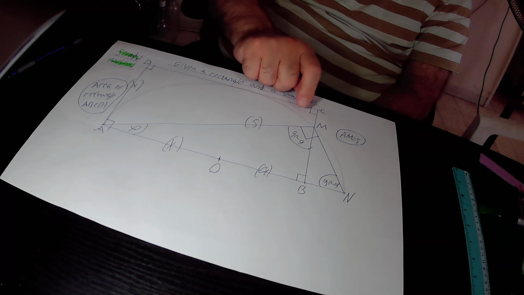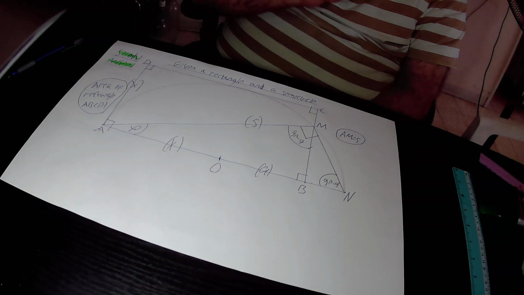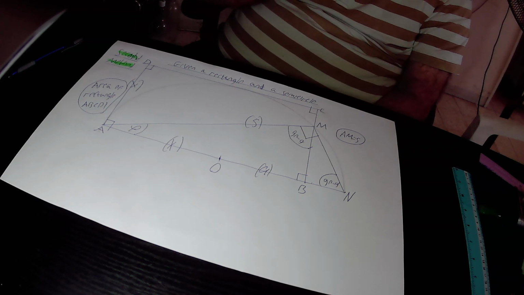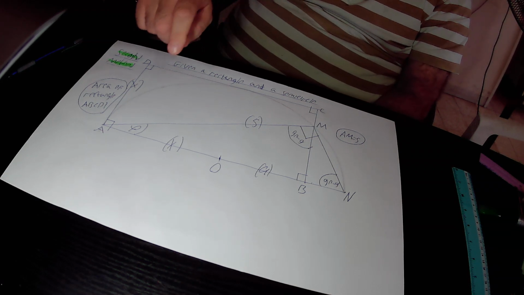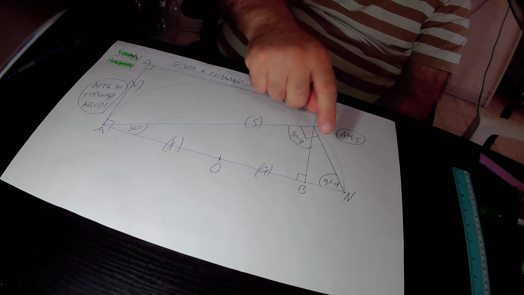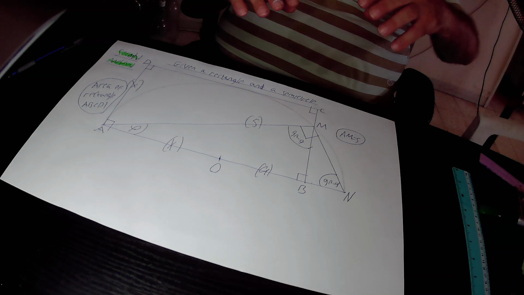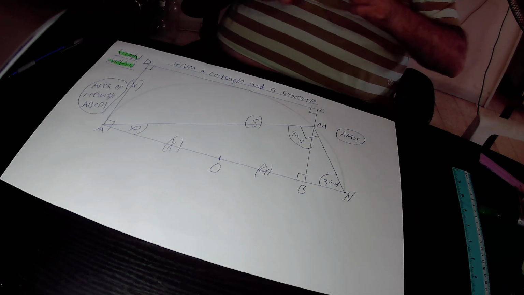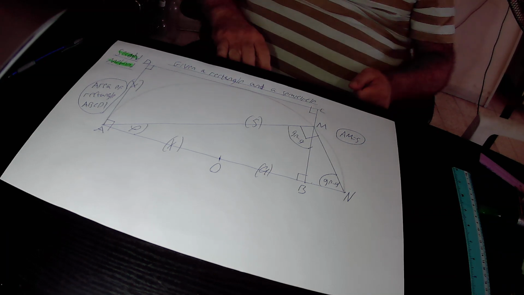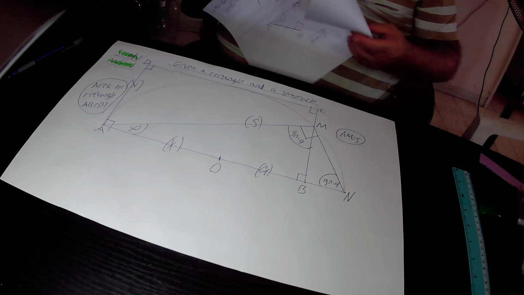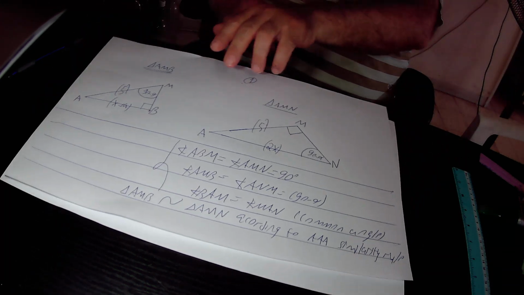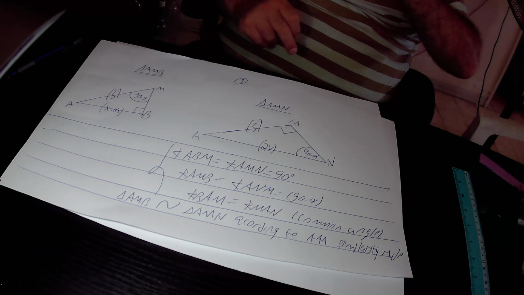According to the same explanation, this angle equals 90 degrees minus alpha. In the next step, I copy the right angle AMN and this right angle AMB. In the question, we prove that those two right angles are similar to each other according to the angle similarity rule. Those are the two right angles AMB and AMN from the original drawing.